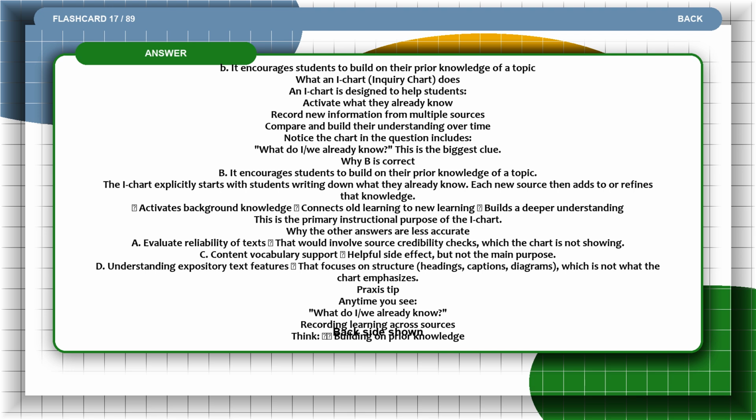Praxis tip: anytime you see what do we already know, recording learning across sources, think, building on prior knowledge.